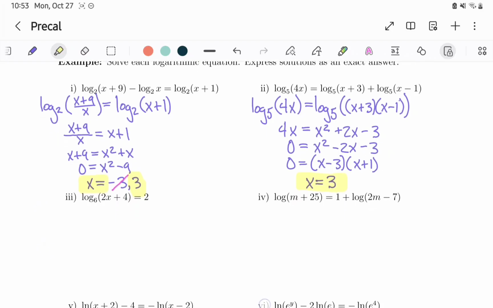All right. Next, we have log base 6 of 2x plus 4 equals 2. So again, we're going to try to get logarithms with the same base on each side. Here, the base is going to be 6. And the way we can do that, if we notice, we only have just the single number 2 on the right-hand side, but we can use that power property. And so we can think of 2.